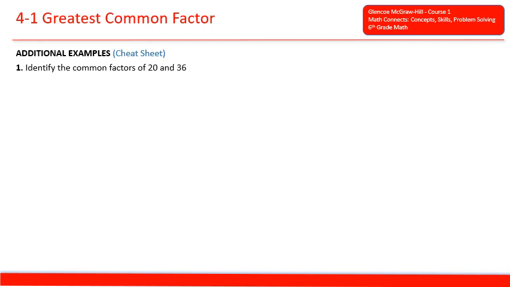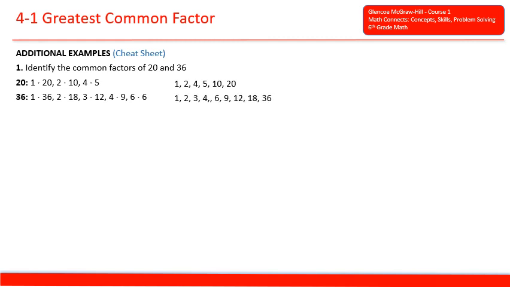Additional examples, identify the common factors of 20 and 36. So for 20, 1 times 20, 2 times 10, 4 times 5. So we're going to list those out, least to greatest. For 36, 1 times 36, 2 times 18, 3 times 12, 4 times 9, 6 times 6. So if we list those out in order from least to greatest, and if we circle the common factors, we end up with common factors 1, 2, and 4.